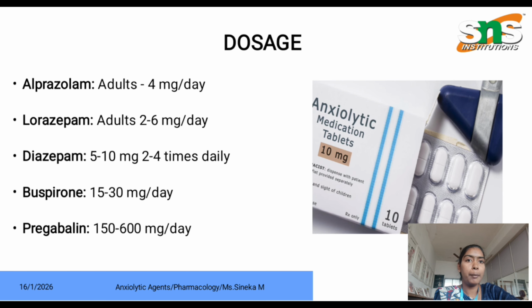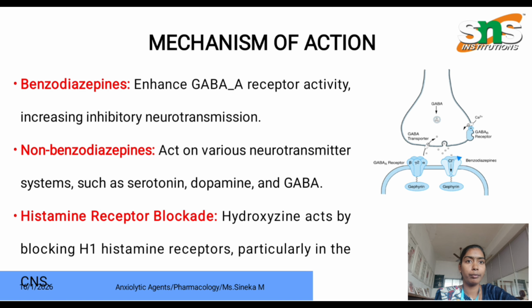Dosage: alprazolam for adults 4 mg per day, lorazepam for adults 2 to 6 mg per day, diazepam 5 to 10 mg 2 to 4 times daily, buspirone 15 to 30 mg per day, pregabalin 150 to 600 mg per day.